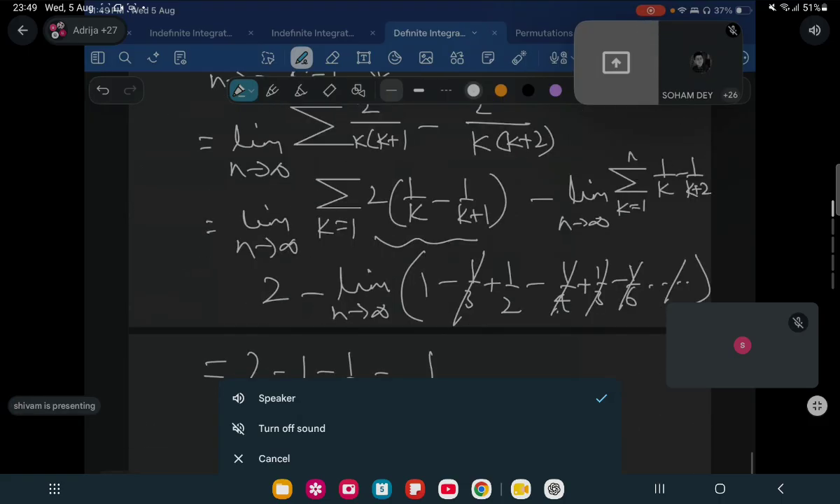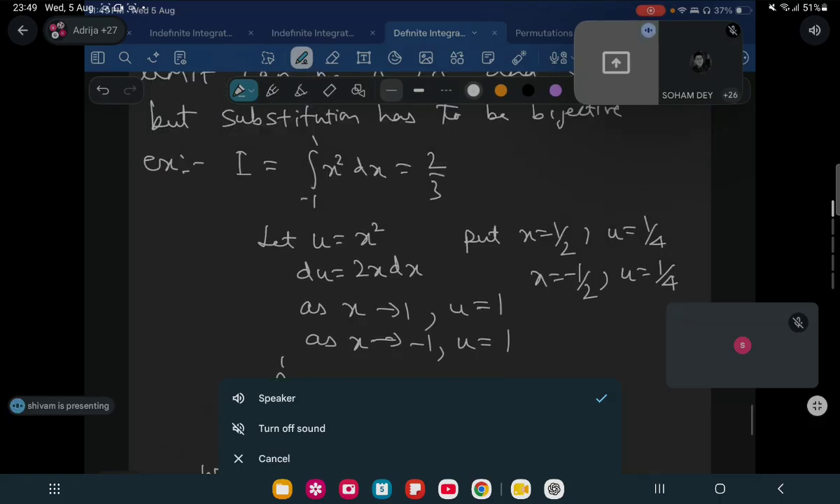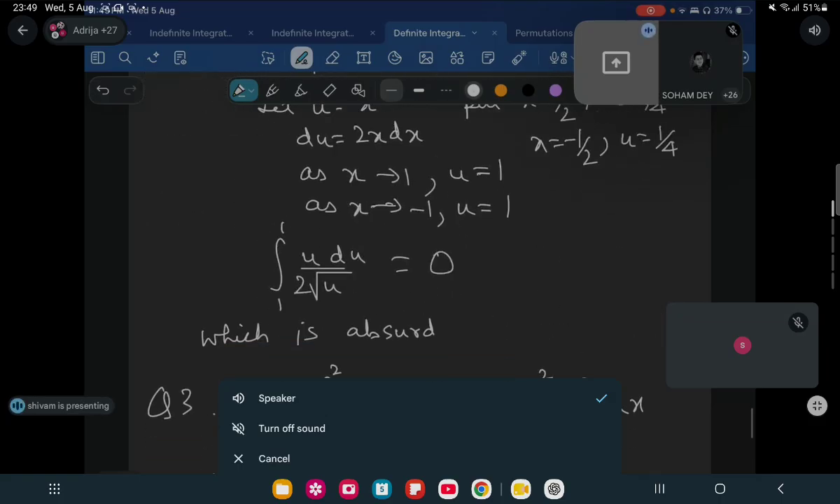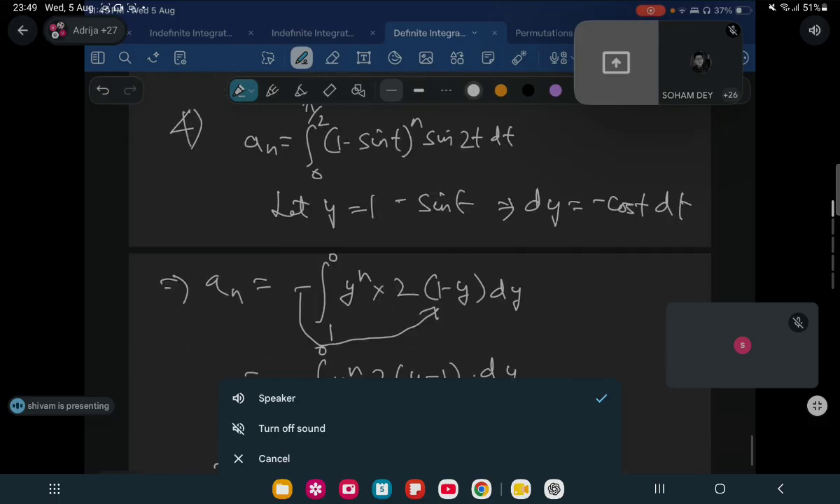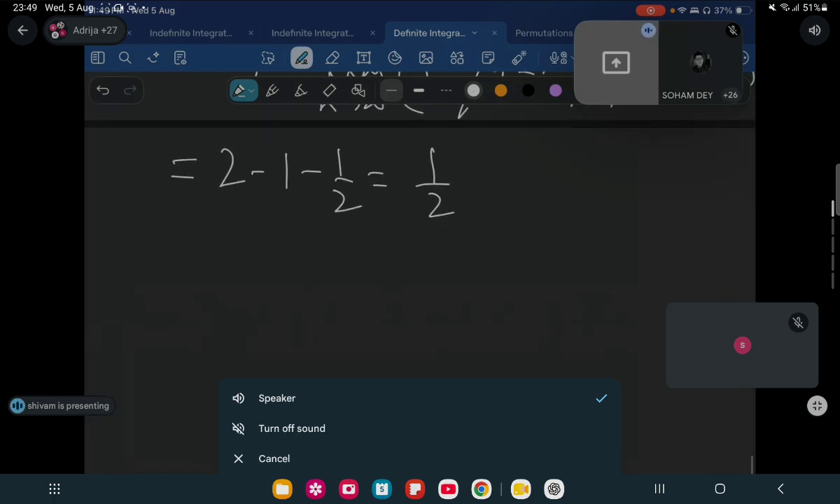So you must be wondering how to fix this, meaning by substitution also we should get our answer. So how to fix this? Pay attention. Using bijective. What we can do is we know that y equal to x square is bijective. For the integral from minus 1 to 1 of x square dx.